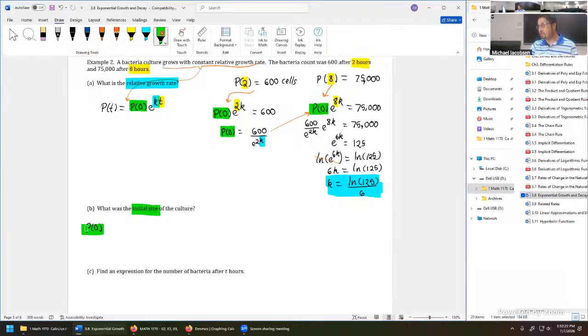This is the initial size of this culture of bacteria, whatever it is. It's 600 divided by e to the power of 2 times k. Let me make that fraction a little bit longer. K, when we substitute that in, is natural log 125 divided by 6.